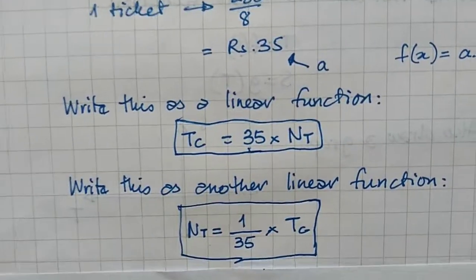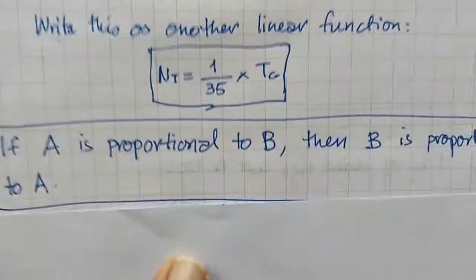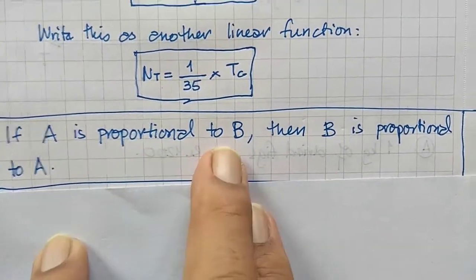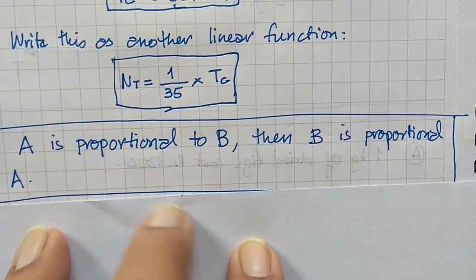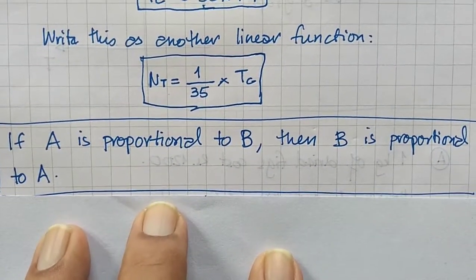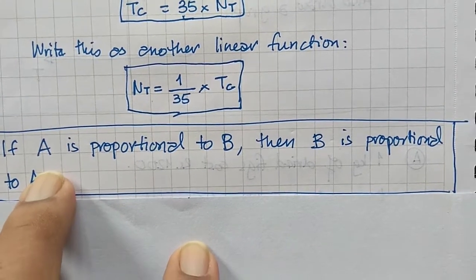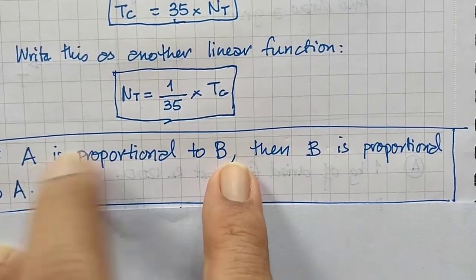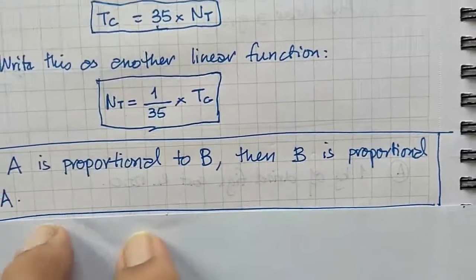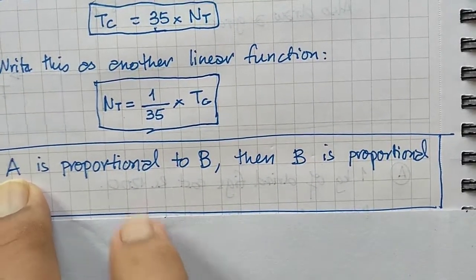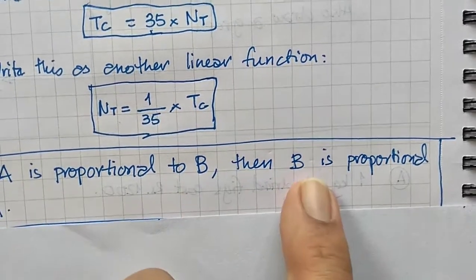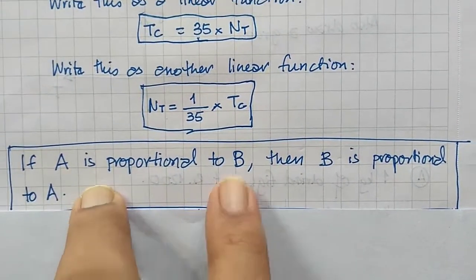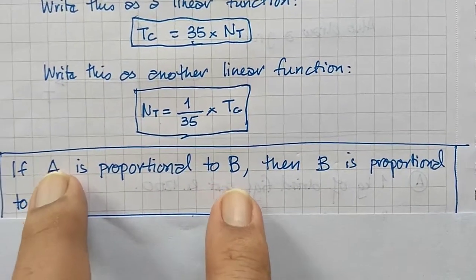Now why is this? This is because of this very fundamental rule. If A is proportional to B, then B is proportional to A. So if A doubles, then B doubles. But also if B doubles, then A also doubles. If A becomes 1/3, B will become 1/3. When B becomes half, A will also become half. So these quantities are linked.